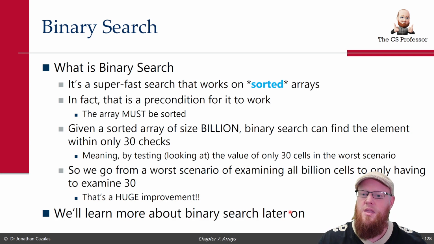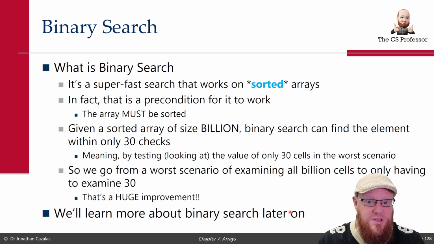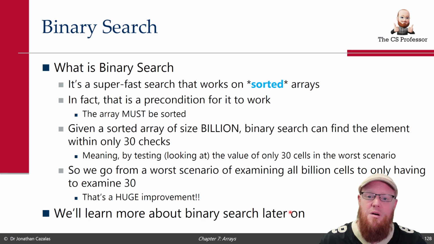In fact, if you have an array of size 1 billion, imagine 1 billion, if it's not sorted and you're looking for a particular value in the array, worst case scenario, you have to look through how many values? All 1 billion. What a disaster. But if the array is sorted and it's of size 1 billion, you can leverage this search called binary search, which is super fast. And worst case scenario, using binary search on an array of size 1 billion, guess what? Worst case scenario, you only have to look at 30 cells, maximum 30 checks.